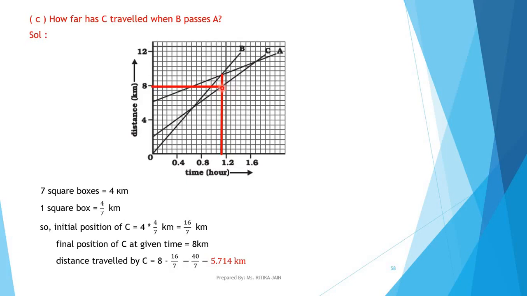Now, from this point, we will draw a parallel line to the time axis. Okay, and this line will touch the y-axis at 8 kilometer. Clear? Now, this 8 kilometer is the final position of object C. But we want to calculate the initial position also of object C. Then only we can calculate the exact distance travelled by object C.